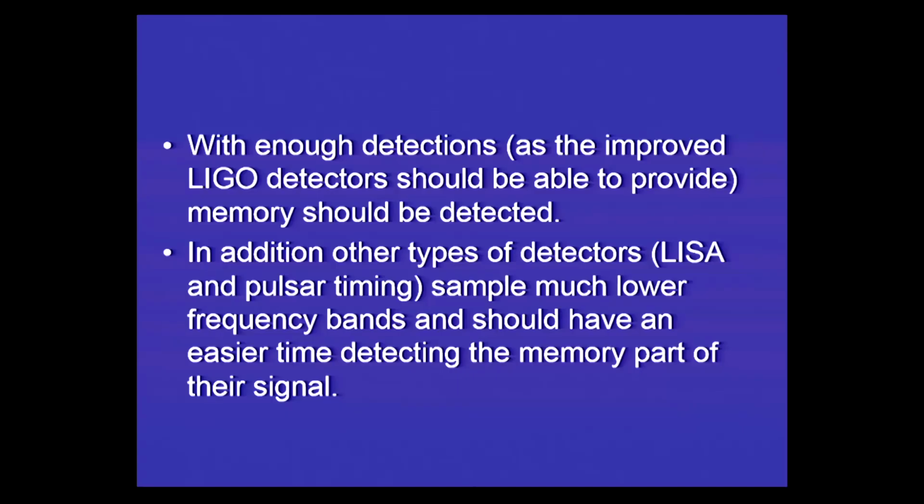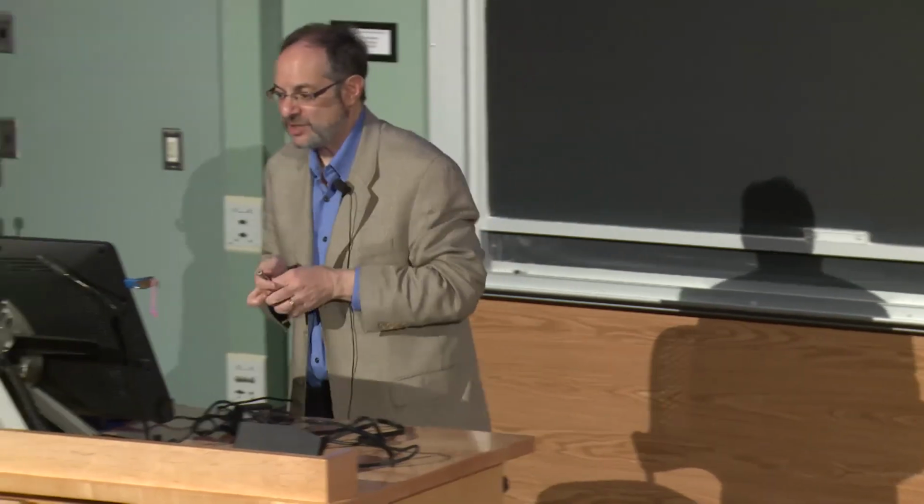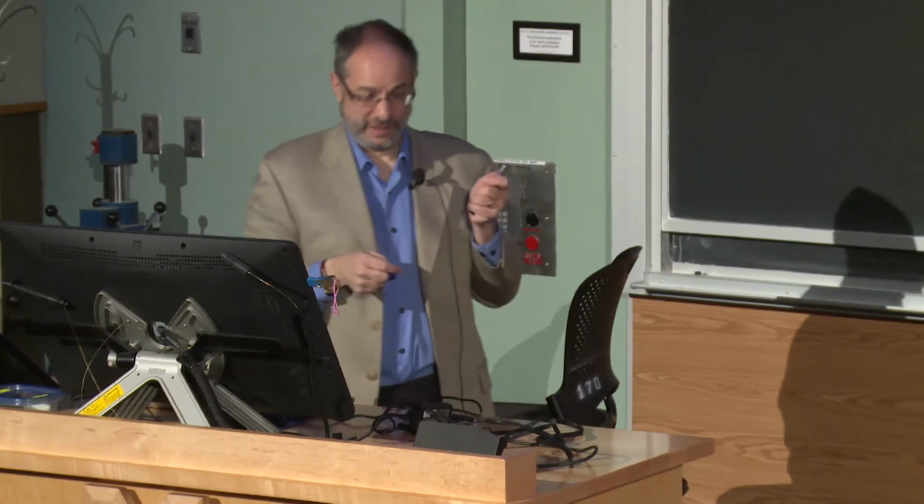Okay, so with enough detections, LIGO will eventually detect gravitational wave memory. And in particular, they are going to be upgrading the detector so that they can get their rates much bigger. At this point, they have rates of maybe a couple of detections a year. With the upgrades, they may get to a couple of detections a month, and eventually that should be enough to find memory. In addition, there are other types of detections of gravitational waves.